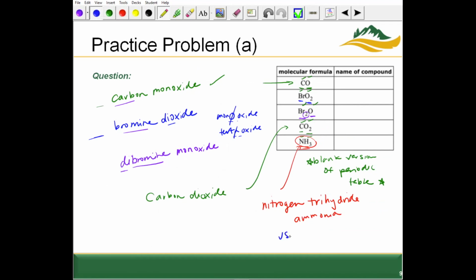Do not get this confused with the polyatomic cation that can participate in ionic bonding. Do you remember what this polyatomic cation is called? So this is ammonium.